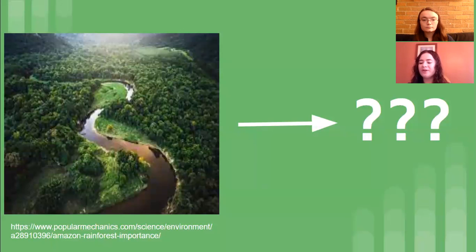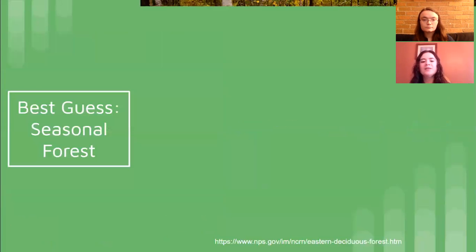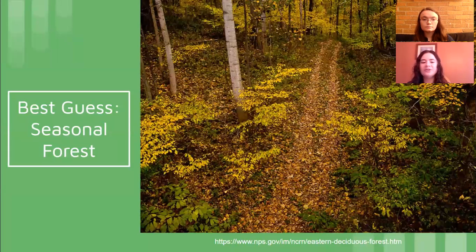Climate change is starting to make El Nino events stronger, and this leads to predictions that the Amazon will continue to dry out. But as the Amazon dries out, what will it turn into? The best guess that we have is that it will turn into a seasonal forest. The Amazon currently has 25% of global diversity, about 2,000 to 3,000 millimeters per year of precipitation, and a mean annual temperature of 26 degrees Celsius.